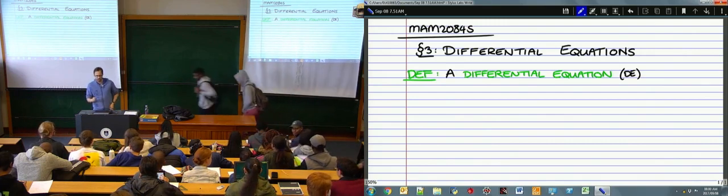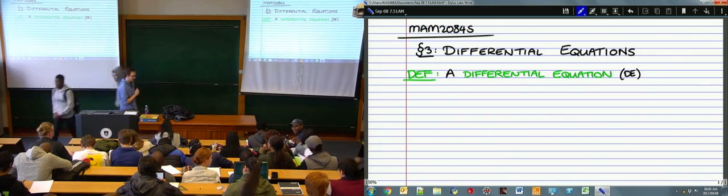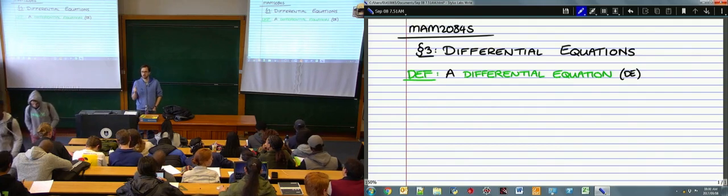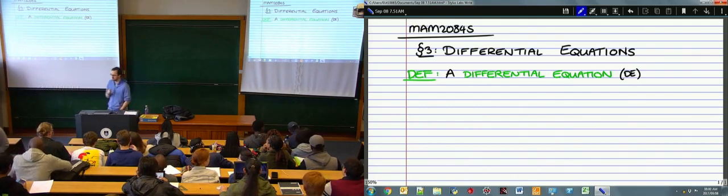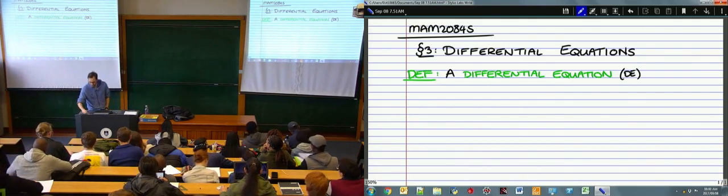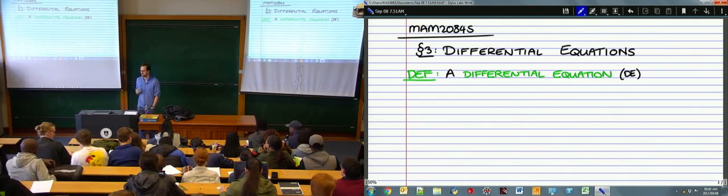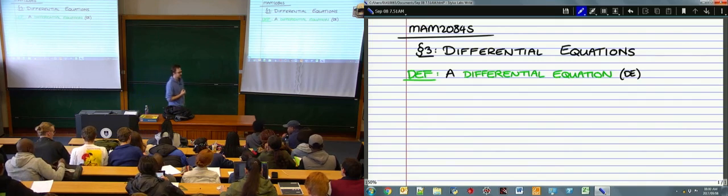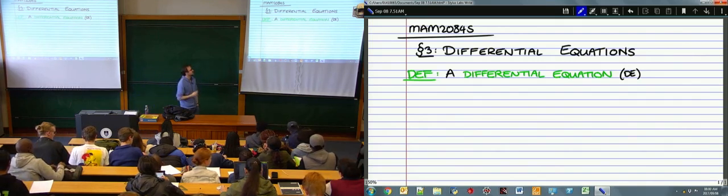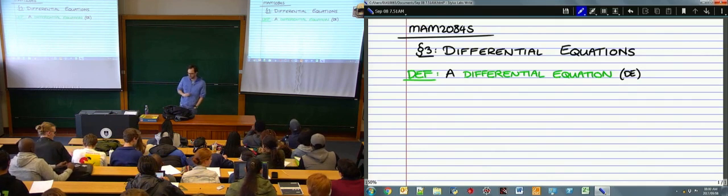We finished off the section on determinants. We'll come back to the determinants later on in this course. We'll see that we need determinants to calculate eigenvalues and eigenvectors. And in fact, eigenvalues and eigenvectors are going to be useful to solve particular types of differential equations.